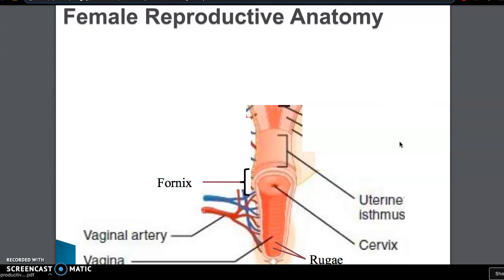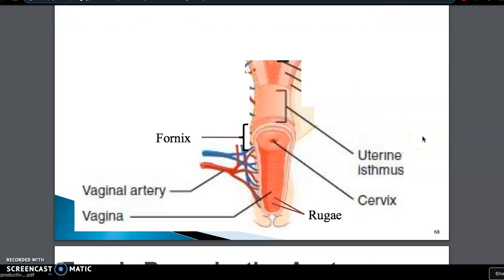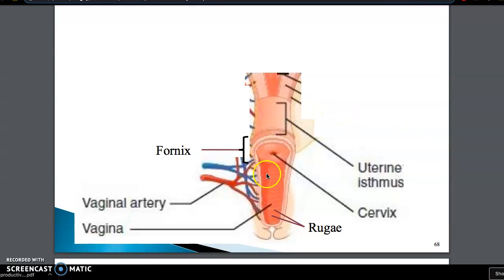And then for the internal female reproductive anatomy, there's the rugae, which is inside the vagina. This is what the vagina consists of. It's a textured epithelium, kind of like your stomach, and it's surrounded by a thin layer of smooth muscle. And as mentioned earlier, there's the fornix.